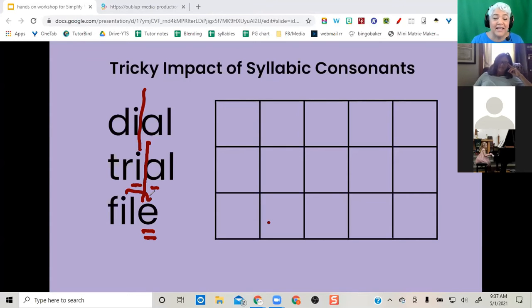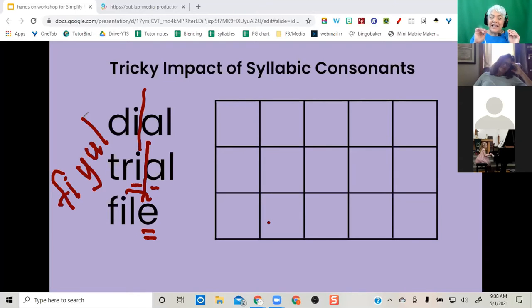And we have many kids who will try to write file as this. This is where I just saw this with a student, and that was his spelling of file. Did that approximate the sounds? Yeah.